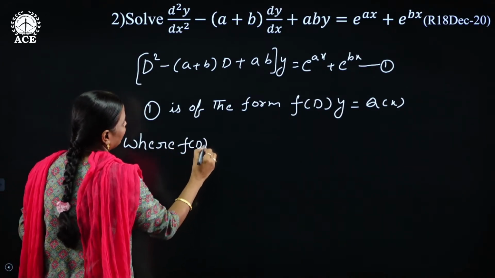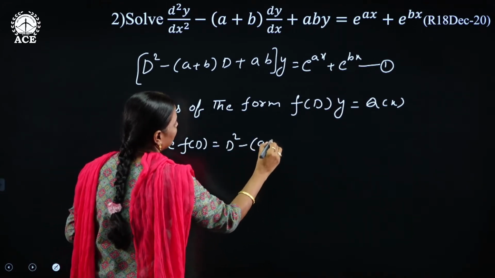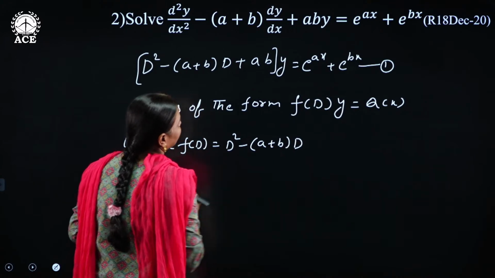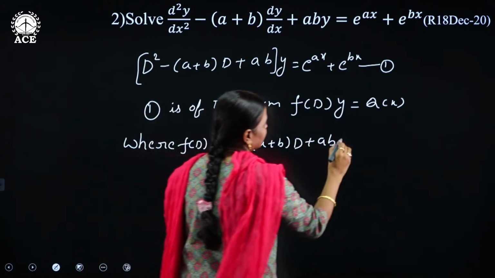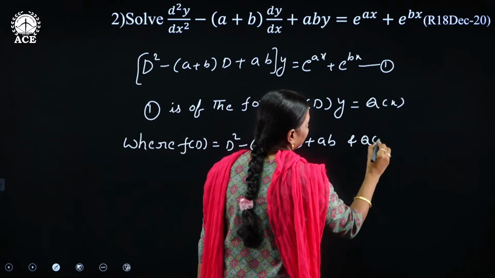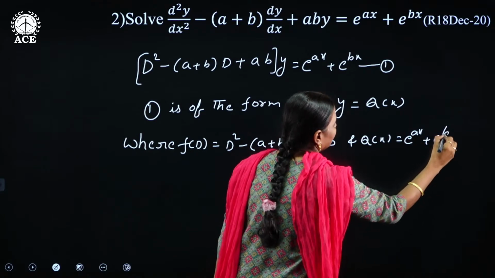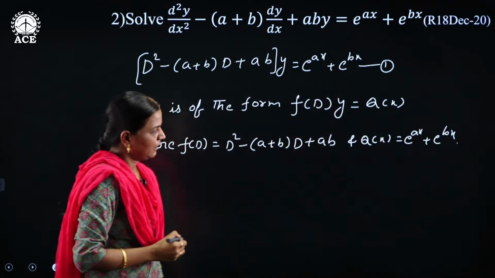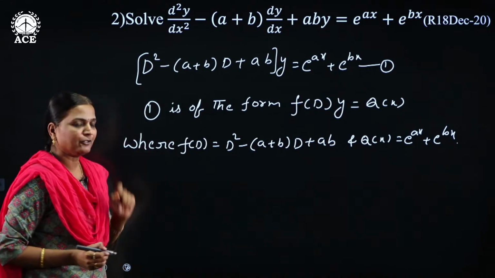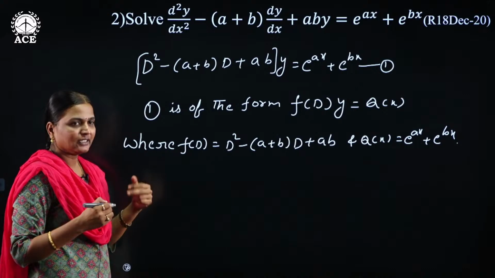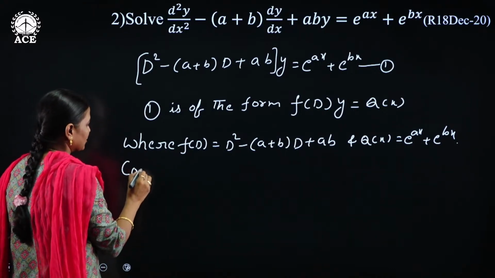Where f of D, what is the f of D? F of D is equal to D square minus (a plus b) into capital D plus ab. And what is the q of x? Here q of x is given, which is equal to e power ax plus e power bx. Two terms. And it is a non-homogeneous differential equation. General solution of a non-homogeneous differential equation contains two parts. What is the first part? Complementary function.